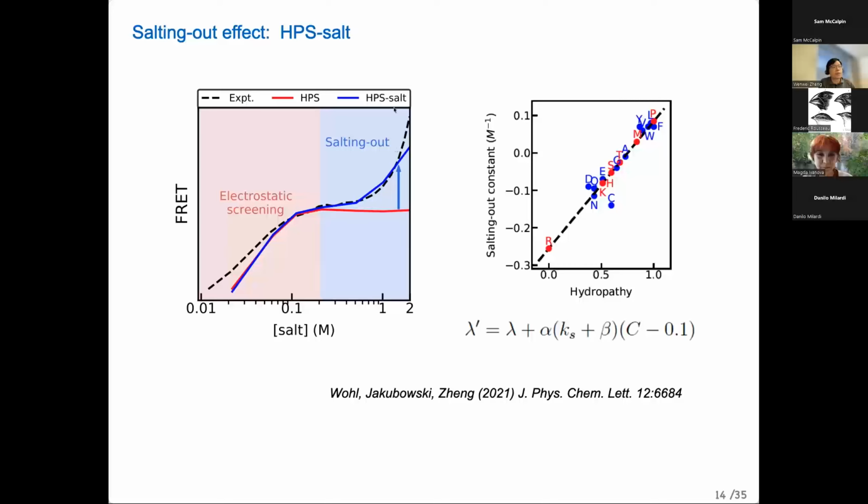Now we can capture that tail. So note, this is the x-axis, the salt concentration. I'm plotting that in a logarithmic scale so that we can see the tail, that deviation. And with the old model, without the salting-out constant, we cannot actually capture that. With the new model, we can capture the tail. Now we want to quickly do a verification of that.